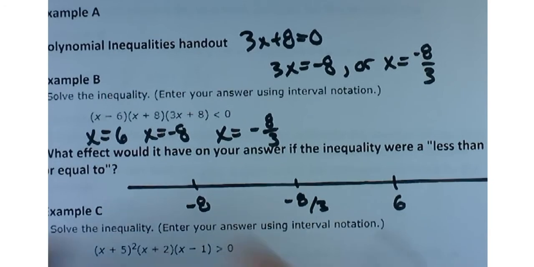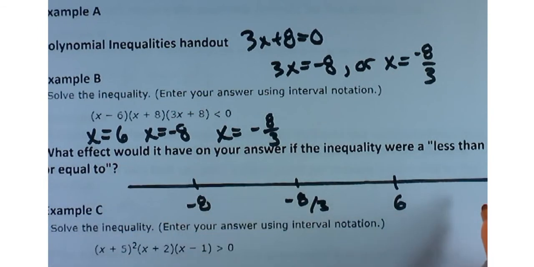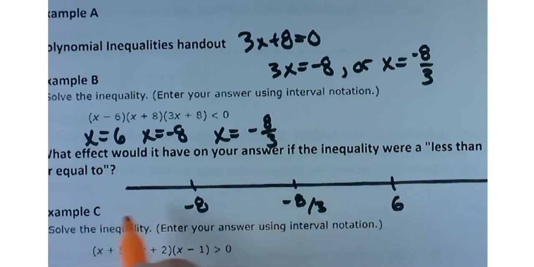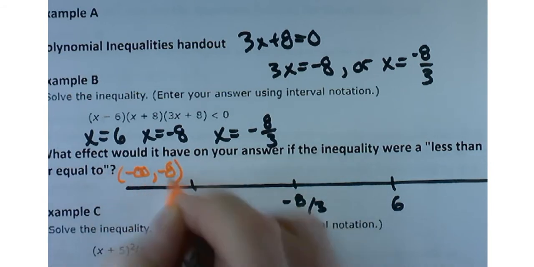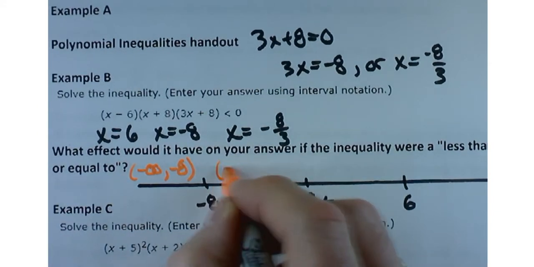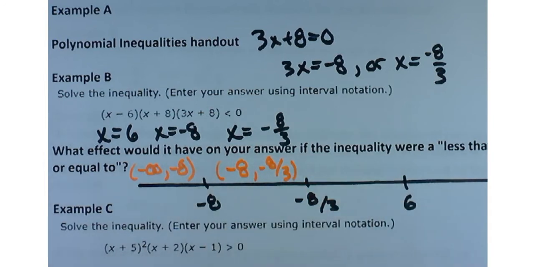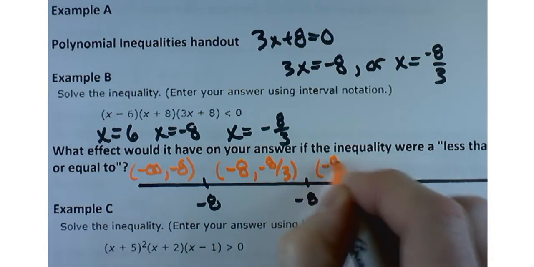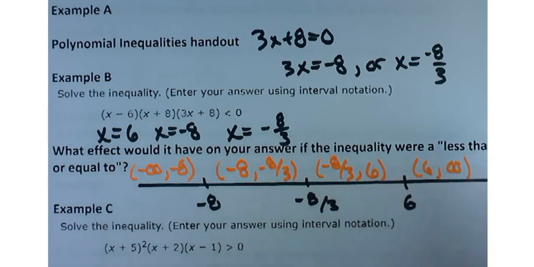Now, these are points on the x-axis where the function can change. Let's write down the intervals that these points create. So this first one would be -∞ to -8. How about the next one? Well, that'd be -8 to -8/3. And then -8/3 to 6, and finally 6 to infinity.